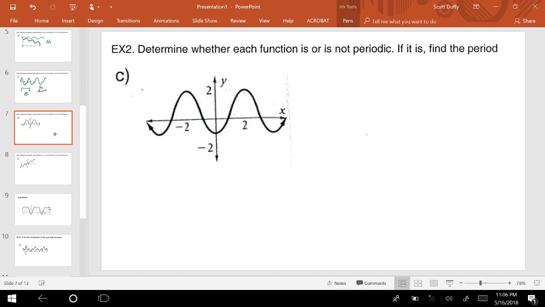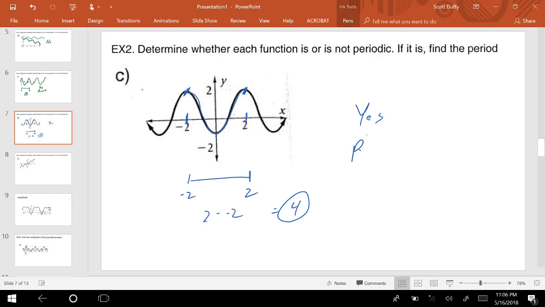Is this periodic? And if so, find the period. Sure looks like it. Now let's find the distance between one maximum to another maximum. We could also go from a minimum to a minimum. But we see that this maximum occurs at -2, this maximum occurs at +2. So we're going from -2 to +2. The distance between those, or 2 minus -2, is equal to 4. So yes, and period equals 4.